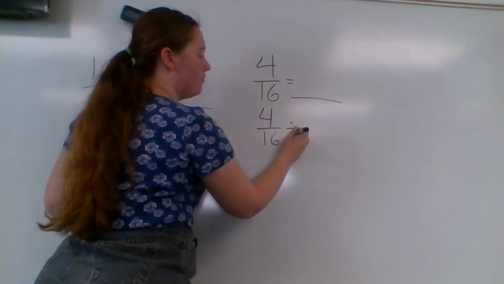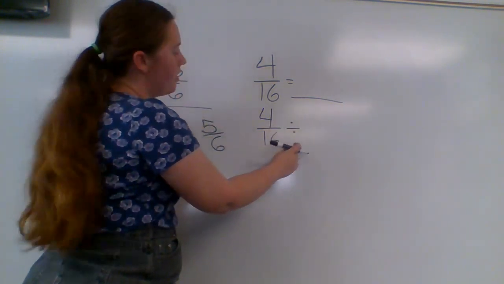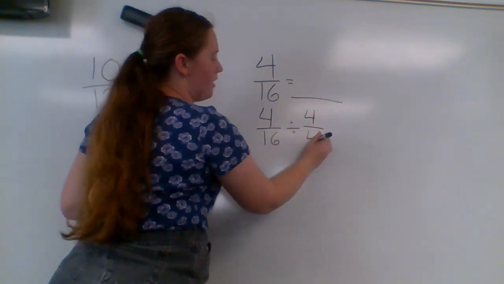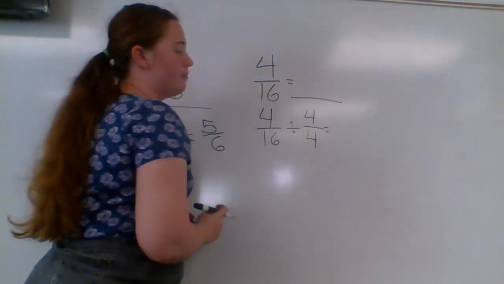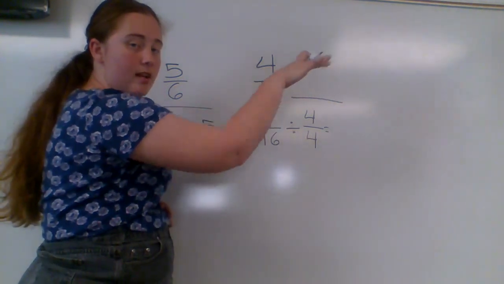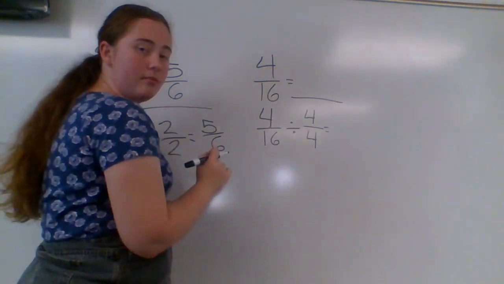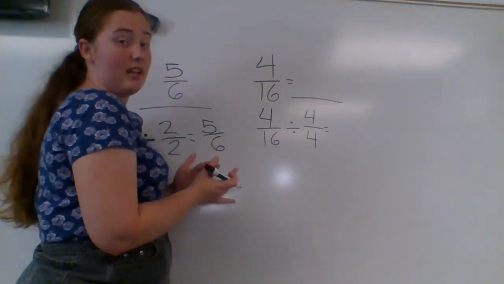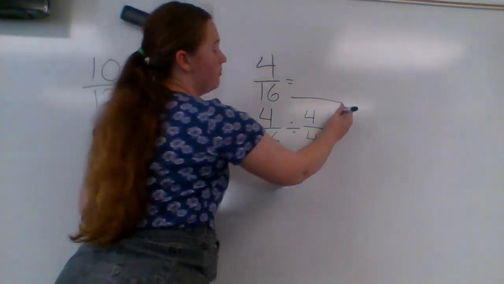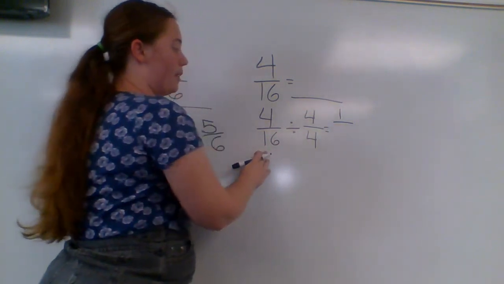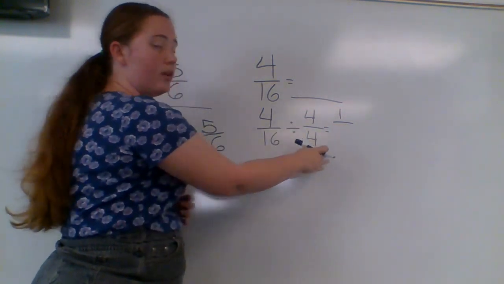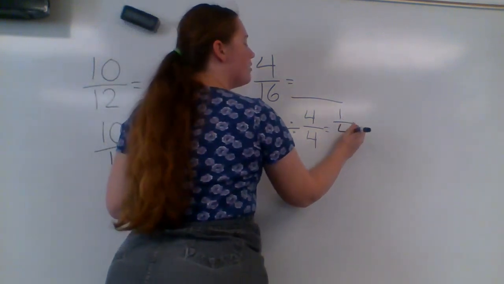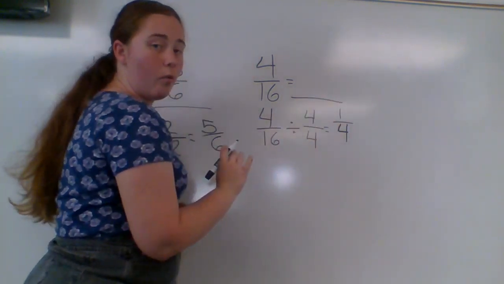So we'll write it out like this. Divided by, can we see that? Good. Divided by 4 on the top and 4 on the bottom. And we'll just divide across the top, divide across the bottom. We know 4 divided by 4 is 1. Any number divided by itself is always 1. And my bottom number, 16 divided by 4 is 4. So my answer is 1/4.